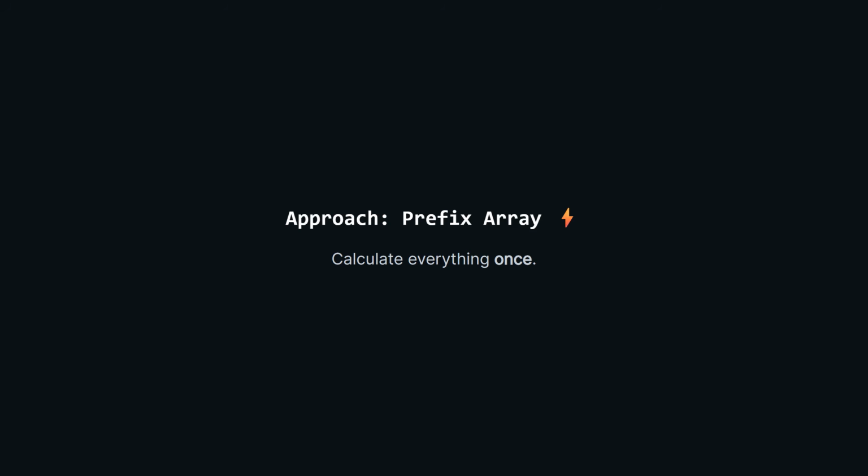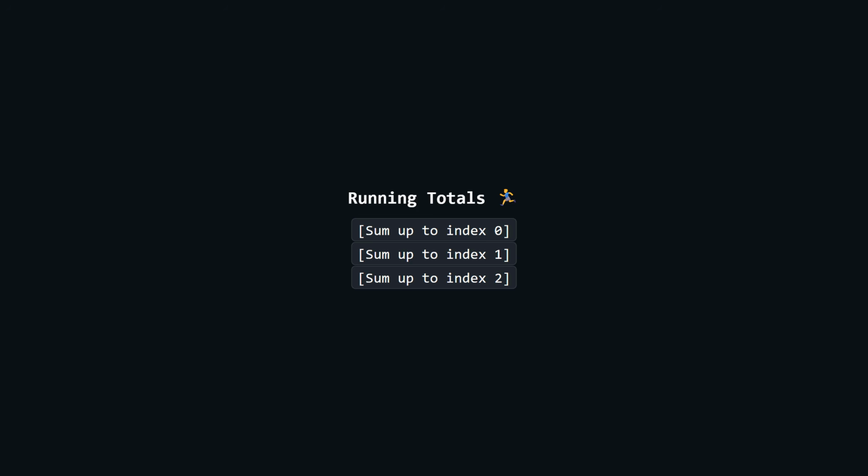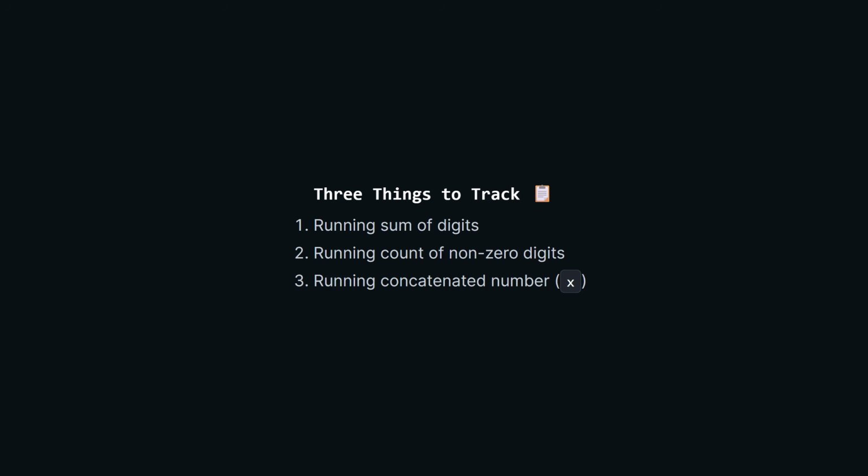To speed things up dramatically, we will use a common technique called prefix arrays. The idea is to walk through the entire string just once, before looking at the queries. As we walk through the string, we keep a running total of the information we need at every single position. For this problem, we actually need to maintain 3 separate running tallies at the same time: the sum, the count of non-zero numbers, and the concatenated number.